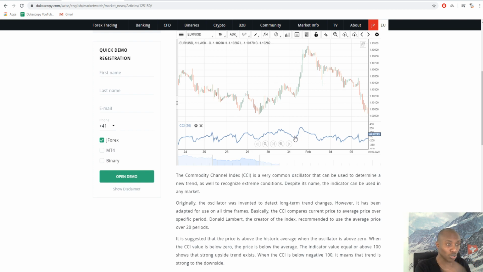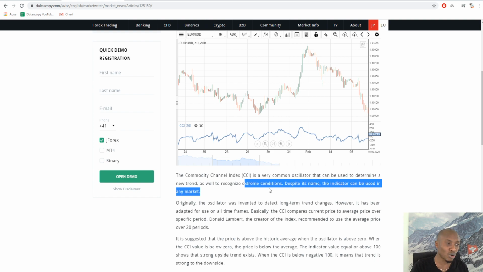Also, it shows you when the price is in the overbought zone and the oversold zone. It shows you those zones too. It's almost the same thing as the MACD and RSI. But this commodity channel index determines a new trend in the market, as you can see there on the screen right now, as well as recognizes extreme conditions.